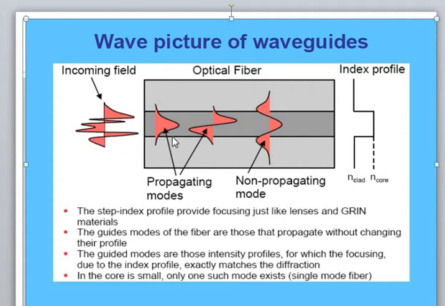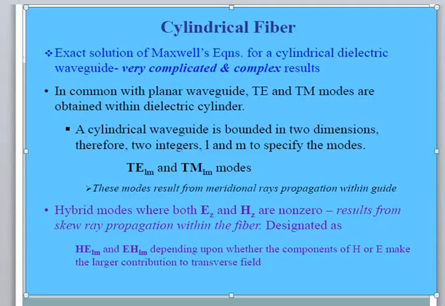So these are the different modes, lower order mode and higher order mode, which is shown in this picture. Listen, in the waveguide equation for cylindrical fiber, the electromagnetic waves are propagating along the cylindrical fiber. The optical fiber is in the shape of a cylindrical waveguide, so here we are analyzing the electromagnetic waves in the cylindrical fiber.